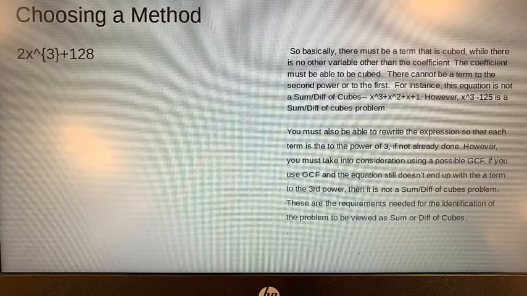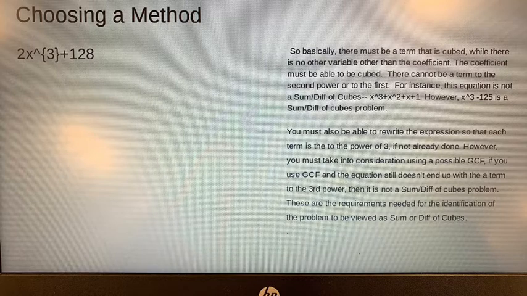So basically, there must be a term that is cubed while there is no other variable other than the coefficient. The coefficient must be able to be cubed. There cannot be a term to the second power or to the first. For instance, this equation is not a sum or difference of cubes: x cubed plus x squared plus x plus 1. However, x cubed minus 125 is a sum or difference of cubes problem.